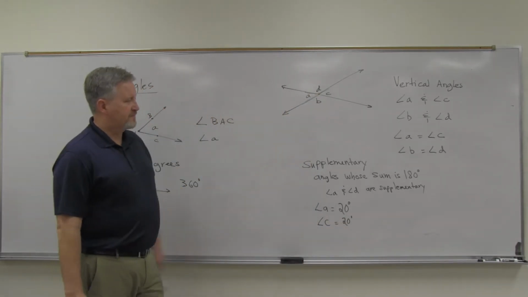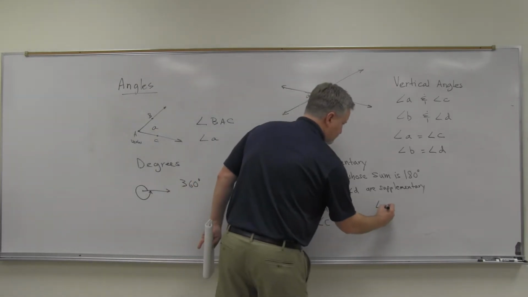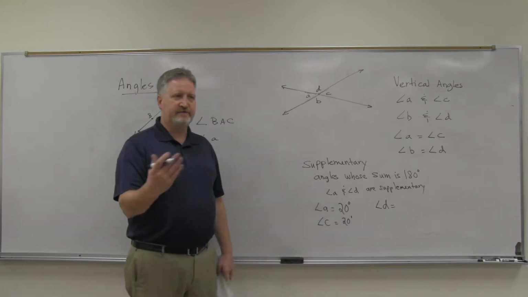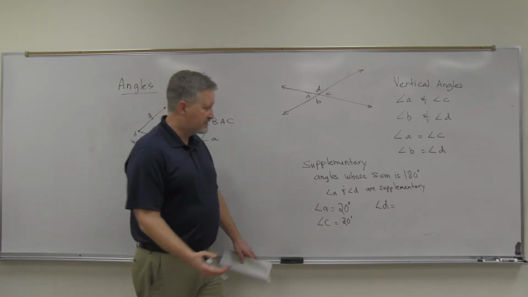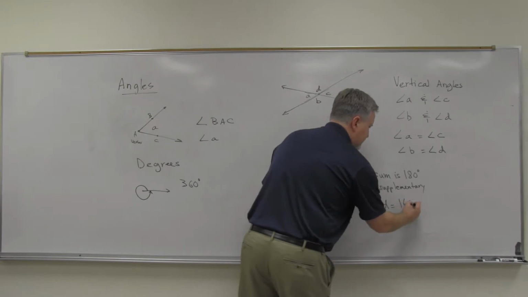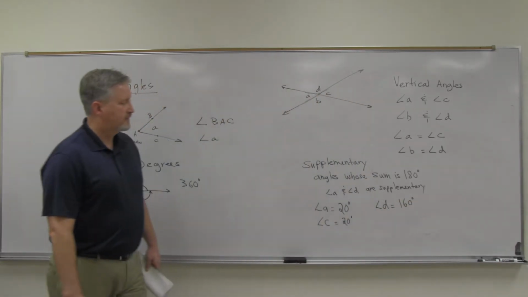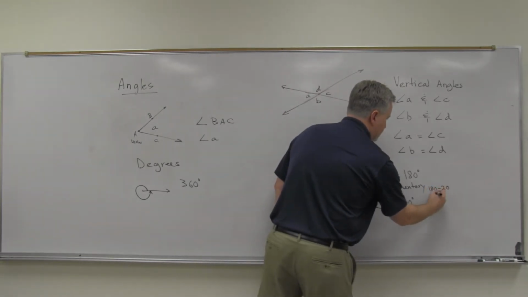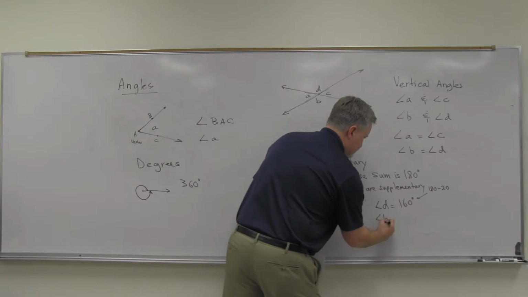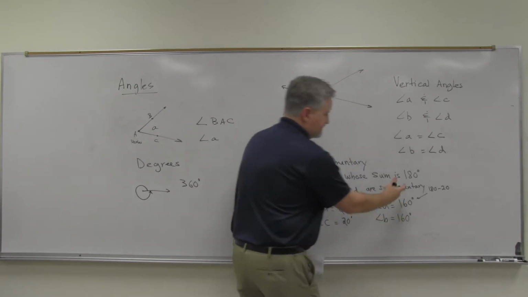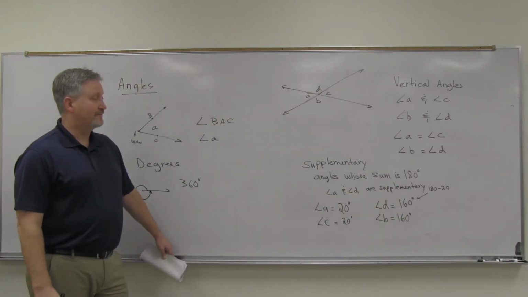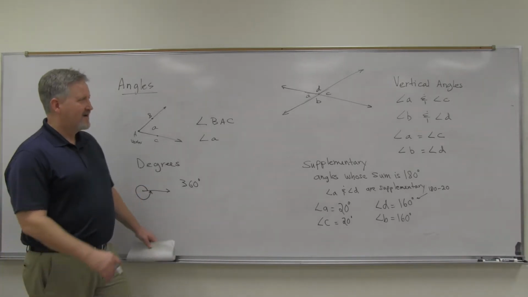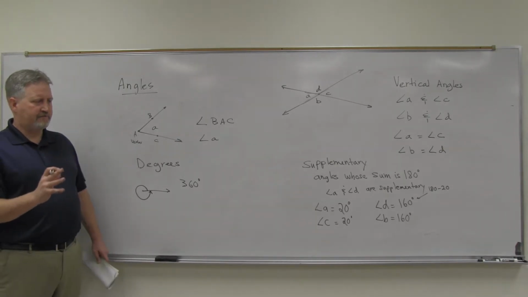But then, from the very fact we just mentioned, we can get angle D, because angle D with angle A has to be 180, right? And so angle D would have to be 160. Subtract 180 minus 20. Angle B would have to be 160 as well, because it's vertical to angle D, so they're equal. Supplementary, different ways to get that one. So, all right, now the other problem here.